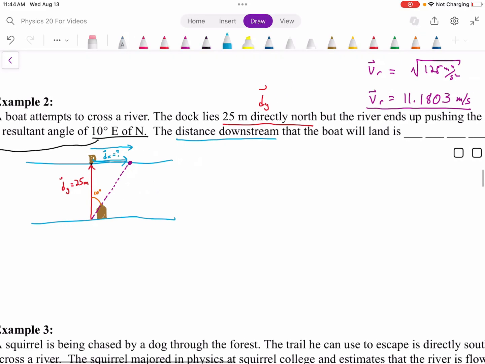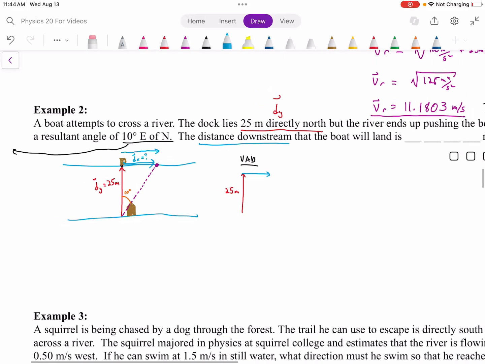So let's just draw out our diagram here. It did go 25 meters to the north because it did cross the river. It's just that at the same time, it went east, right? It went east while it was going 25 meters north. Overall, it did something like this. It moved off at an angle, and we know that this angle here is 10 degrees. It got pushed 10 degrees east of north.